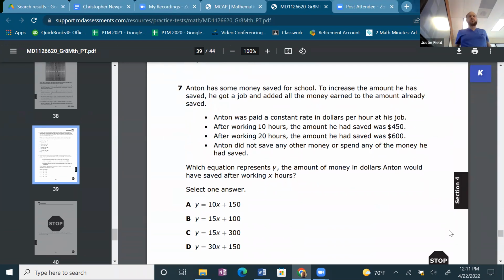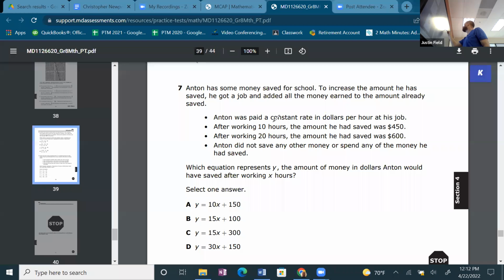Anton has some money saved for school. To increase the amount he has saved, he got a job and added all the money earned to the amount he already saved. Anton was paid at a constant rate. Okay, so constant rate. That means it's a line. After working 10 hours, he saved $450.